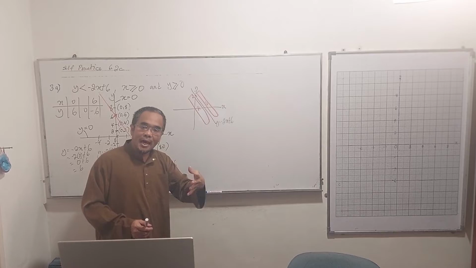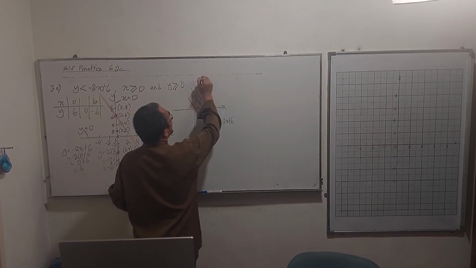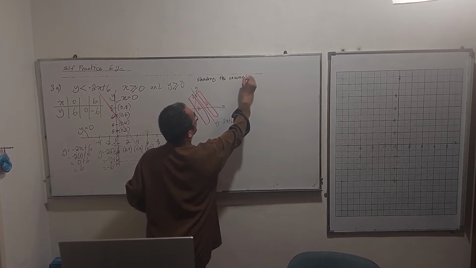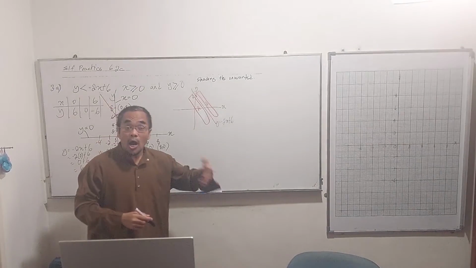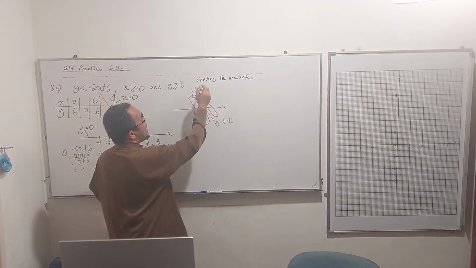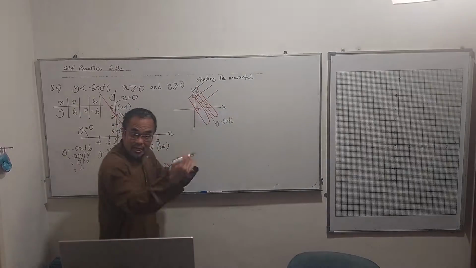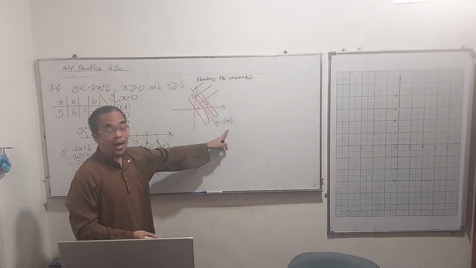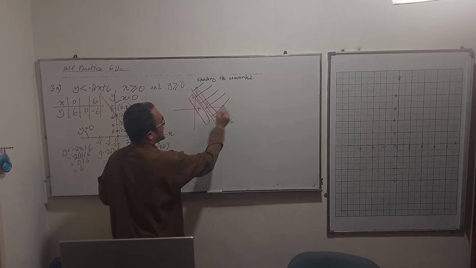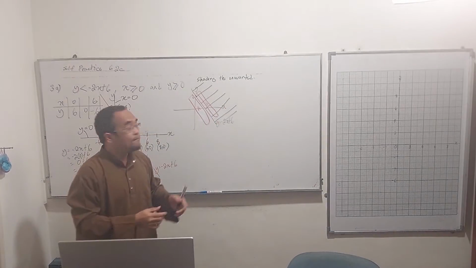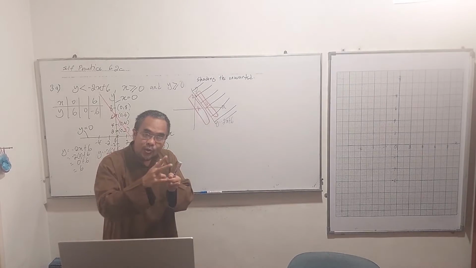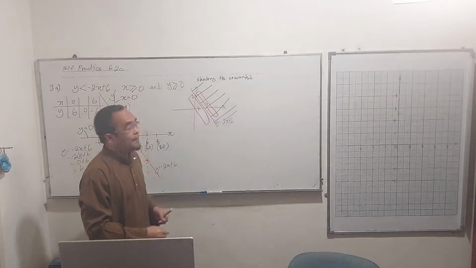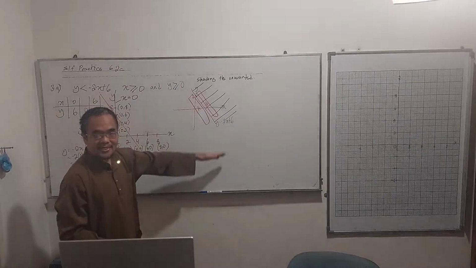Okay. But the method I'm using is shading the unwanted. But this is only part of the working. So I am going to shade. You draw a line perpendicular to this line, y equals negative 2x plus 6. And we shade this perpendicular as if you have this on a piece of paper, you cut it off and throw it. You cut here and throw that. So what you have left is this side.